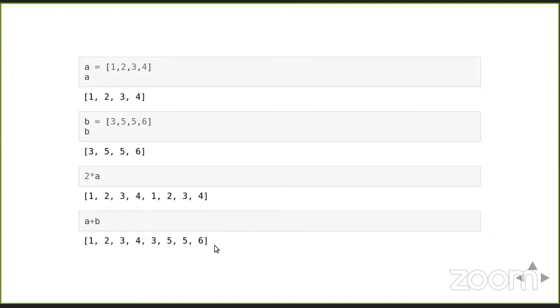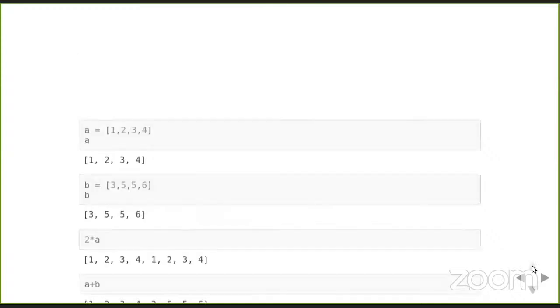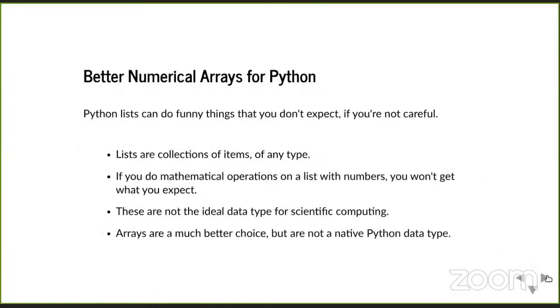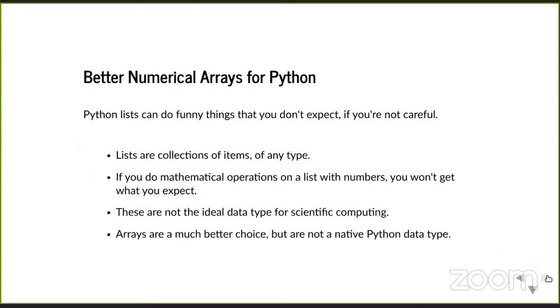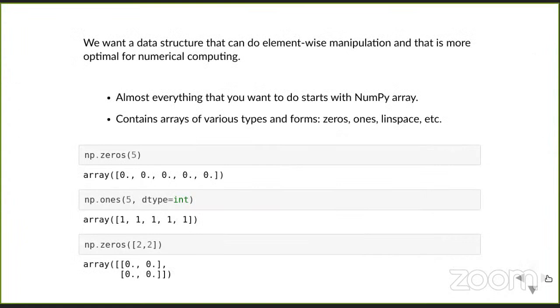You just collect them in a collection. And similarly, if I multiply a list by 2, I just get the list repeated twice. So those are not the kind of things I want to do with numerical data. And so we need arrays. Arrays would do numerical things better. So NumPy is what gives us those arrays.